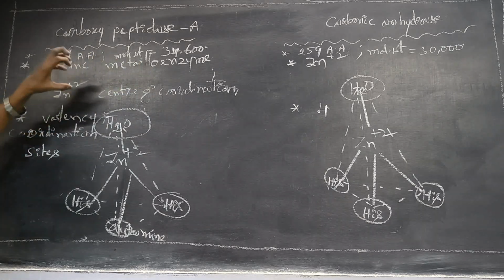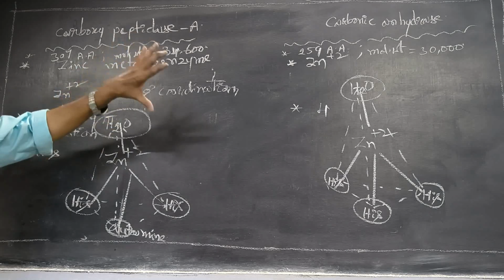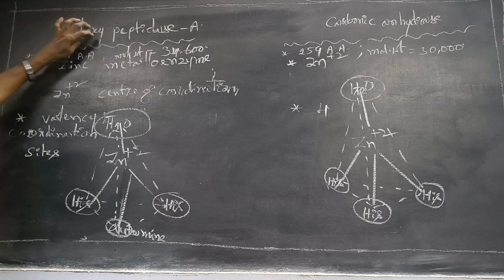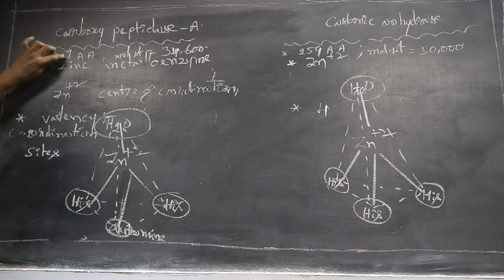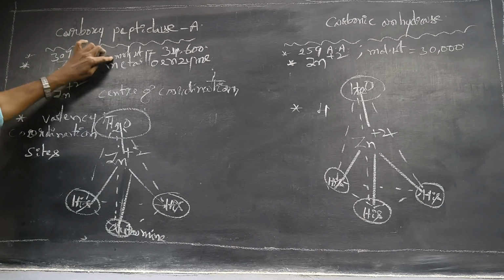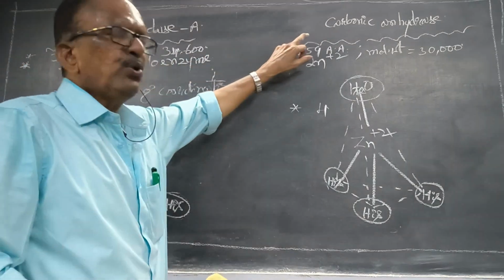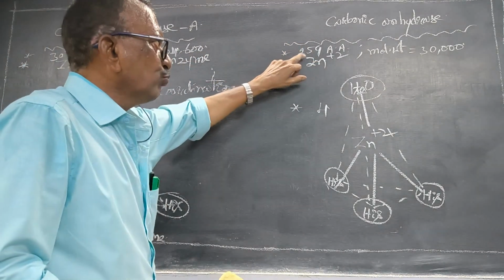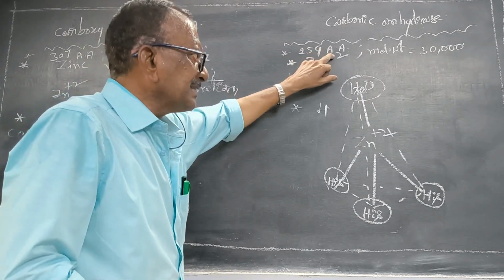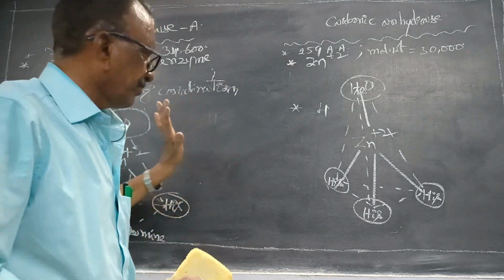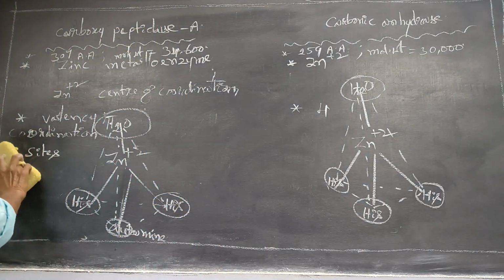So carboxypeptidase A and carbonic anhydrase both are zinc metalloenzymes. That means zinc metal ion containing enzymes. In the case of carboxypeptidase A, it is having 307 amino acids and its molecular weight is 34,600. Whereas in the case of carbonic anhydrase, it is having 259 amino acids and its molecular weight is 30,000. Okay. Now I am moving to its function.